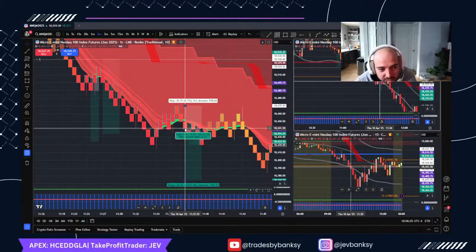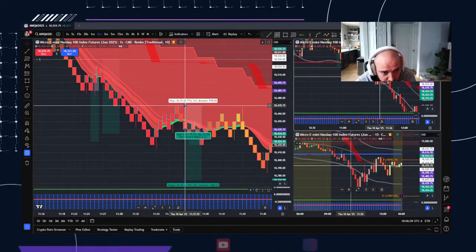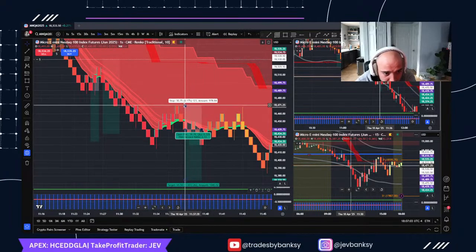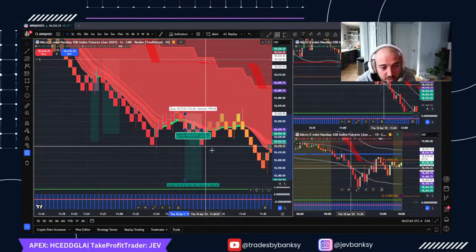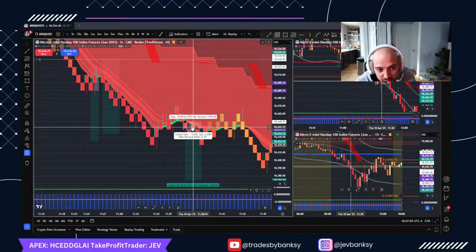If we did decide to get in on the second box, which would be an entry, where everything flips green, we have that three box stop loss. One box prints, right? We're here. Normally, if one box prints, we would be here. That would have stopped us out for a small loss.